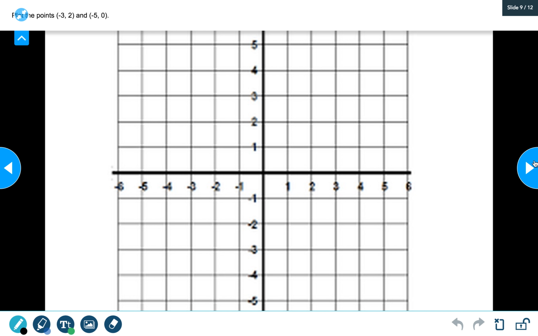Here's some more practice. Plot the points (-3, 2) and (-5, 0). If you see here at (-3, 2), the x coordinate is -3. So I go on the x-axis, find -3. And then the y-axis, 2, and they would meet right here. To find (-5, 0), I would see that the x coordinate is -5. The y coordinate is 0, so I don't move. So I'm going to end up on the x-axis right here.